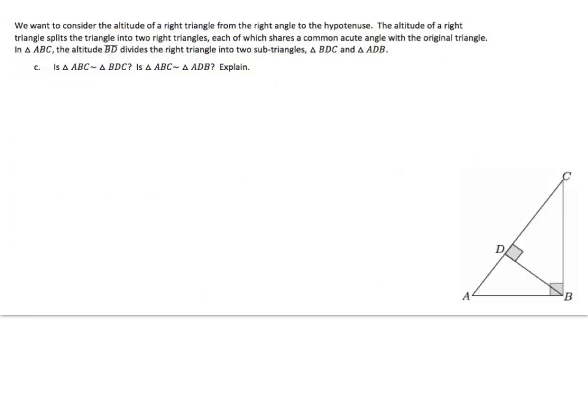Okay, we want to consider the altitude of a right triangle from the right angle to the hypotenuse. The altitude of a right triangle splits the triangle into two right triangles, each of which shares a common acute angle with the original triangle. In triangle ABC, the altitude BD divides the right triangle into two subtriangles, triangle BDC and triangle ADB. These are all the triangles we named in the previous slide.